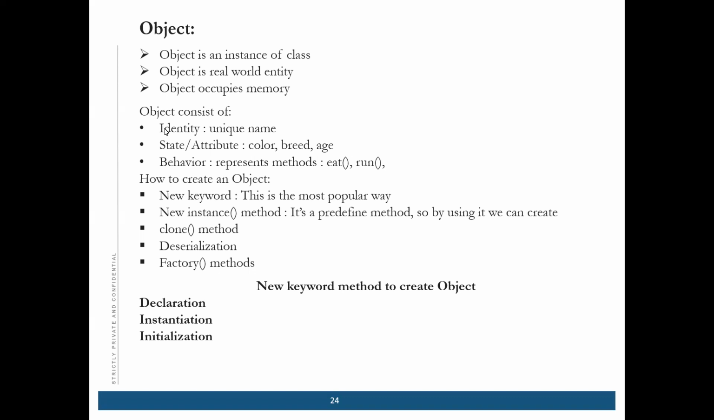Okay, an object consists of a unique name which is called identity. It also contains a state or an attribute, like variable types, and behavior, which is like a method. Okay, so how many ways can we create an object?